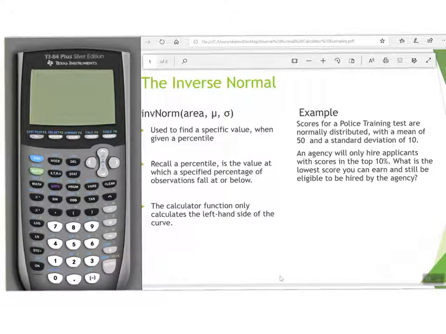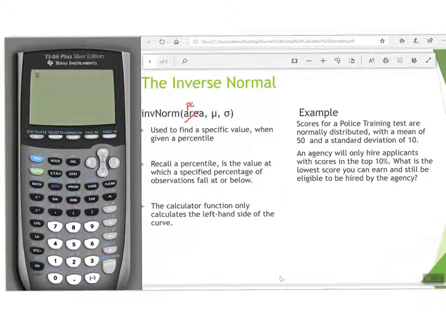This video will discuss how to use the inverse normal function with the TI-84 calculator. The inverse normal is used to find a value given a specific percentile. That percentile is what we're going to call the area.